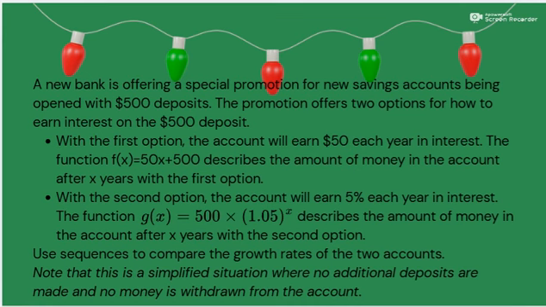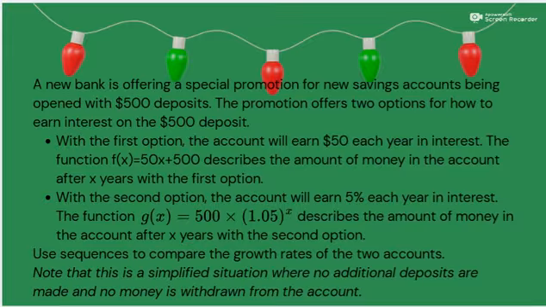This one's all you. A new bank is offering a special promotion for new savings accounts being opened with $500 deposits. The promotion offers 2 options for how to earn interest on the $500 deposit. With the first option, the account will earn $50 each year in interest. I'm yawning because this is so interesting. The function f of x is equal to 50x plus 500 describes the amount of money in the account after x years with the first option.